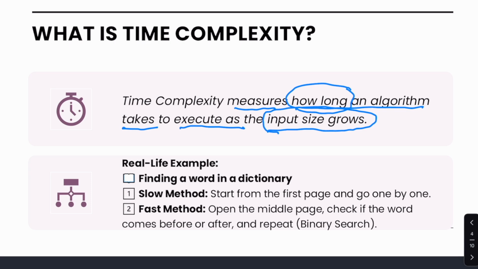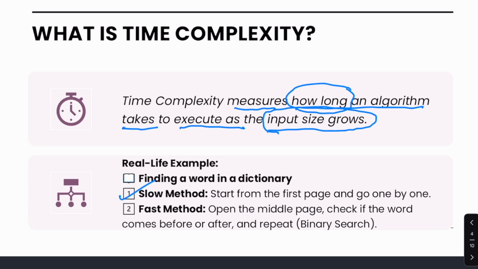Let's take one example. Imagine you need to find a word in a dictionary. There are two ways to do it, right? One is the slow method. In the slow method, you have to find the word starting from the first page and look for that word one by one. Here you will take lots of time.